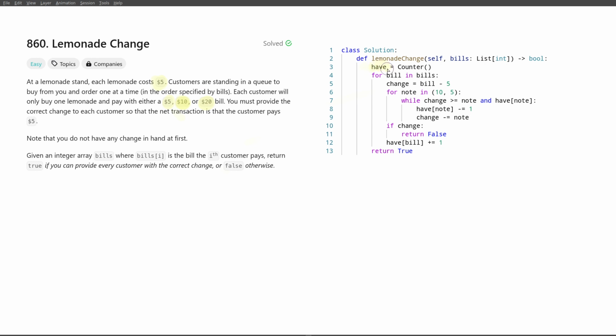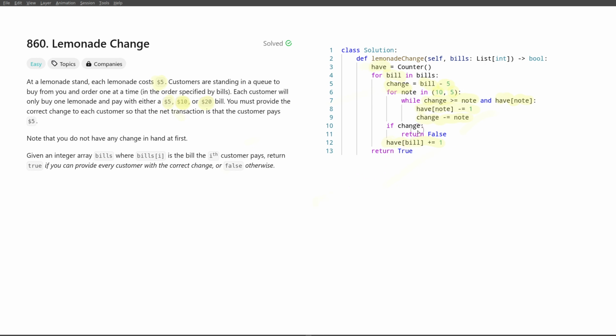We will remember what bills we currently have, and now for every customer, before we take their bill as our own, or after, it doesn't really matter, we have to give out the change. That change is of course the value of their bill minus 5. So we first try to give out all the 10s and then all the 5s. So if what we need to give out is at least equal to the value of the current note and we have some of that note, we give out a single instance of that note and we reduce the amount we have to give out.